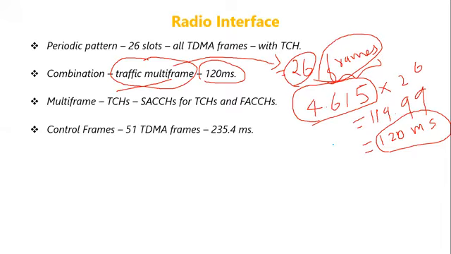This type of multi-frame is used for TCH, traffic channels, SACCH, that is slow associated dedicated control channel, and FACCH, that is fast associated dedicated control channel. These logical channels are all associated with user traffic, so this multi-frame is otherwise called the traffic multi-frame.